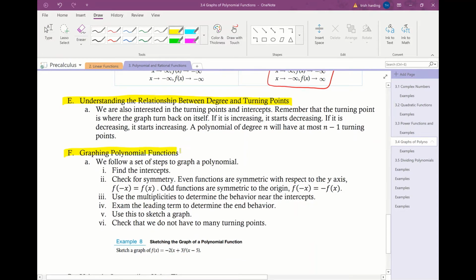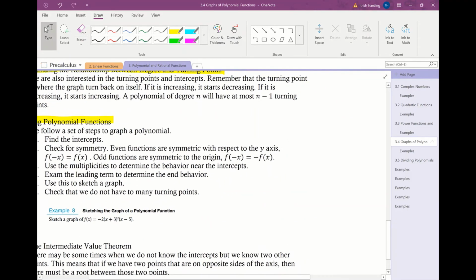Now, graphing polynomial functions. One thing we're going to do is find the intercepts. We are going to check for symmetry. We will use the multiplicities to determine the behavior near the intercepts. We will look at the leading term to determine the very end behavior, and then we will use all of this information to sketch the graph. And we're going to do that with this one right here.